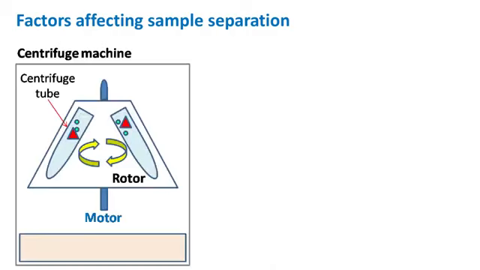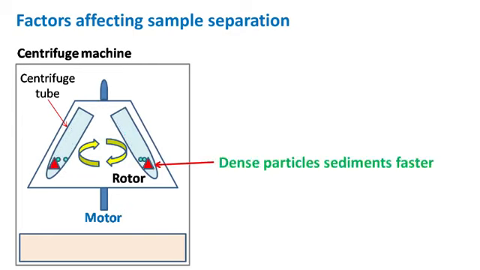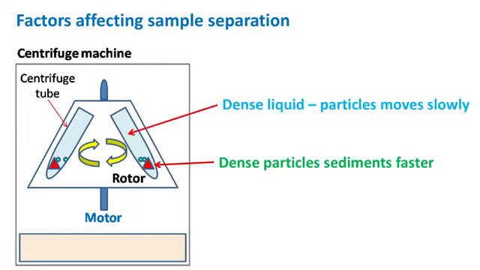Now let's see the factors affecting centrifugation. It must be noted that dense particles sediment fast as compared to less dense particles. If the liquid in the centrifuge tube is dense, then the particles will move slowly. And the higher the centrifugal force, the faster the particles will sediment.